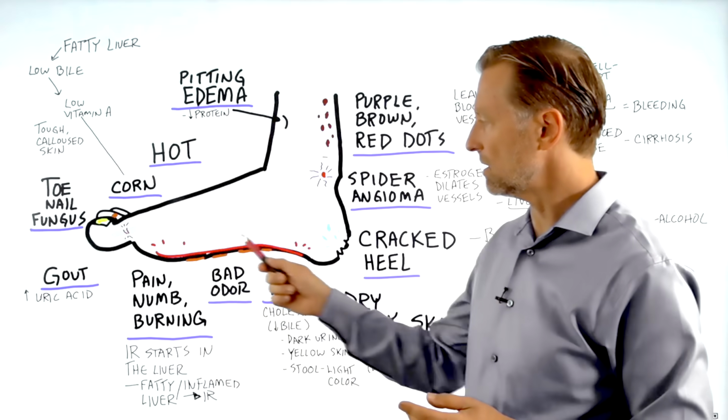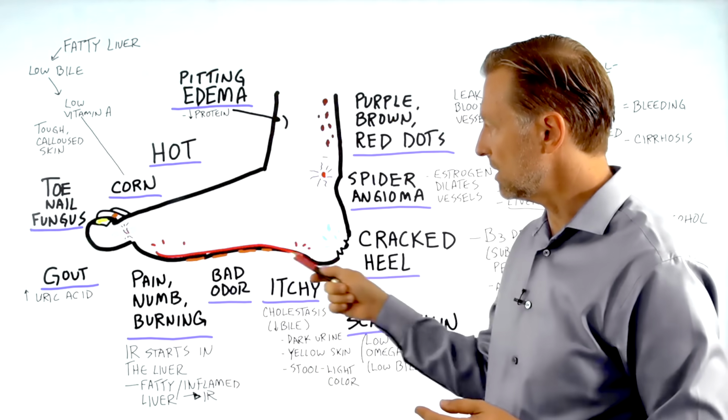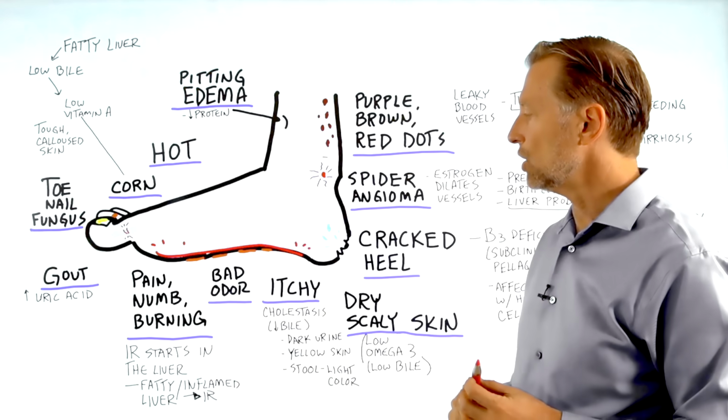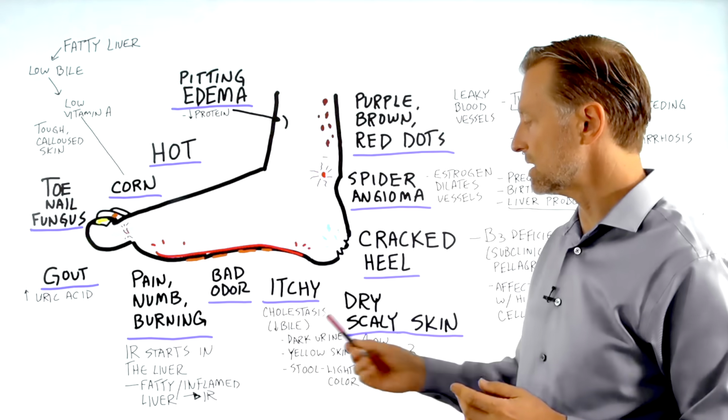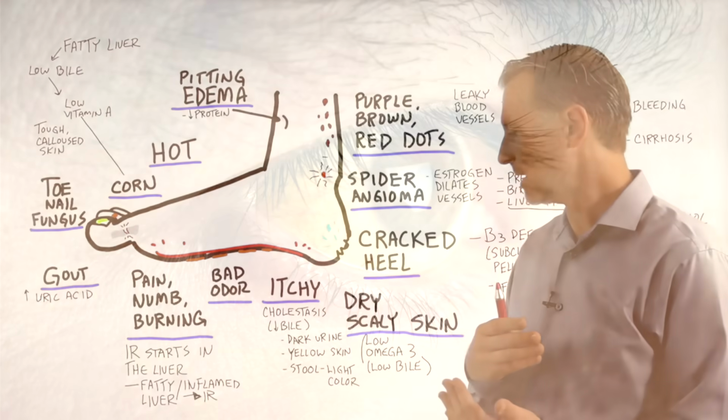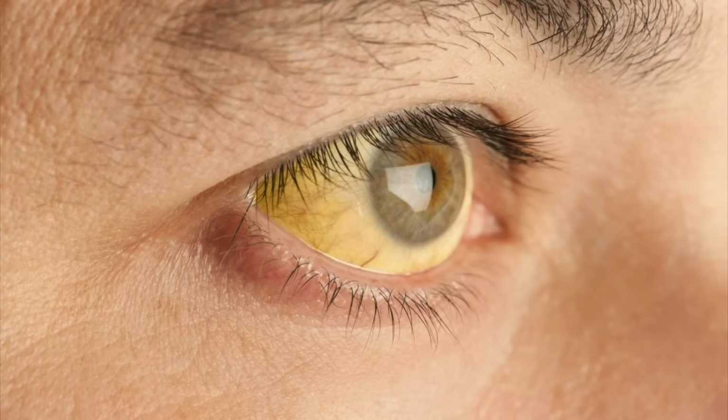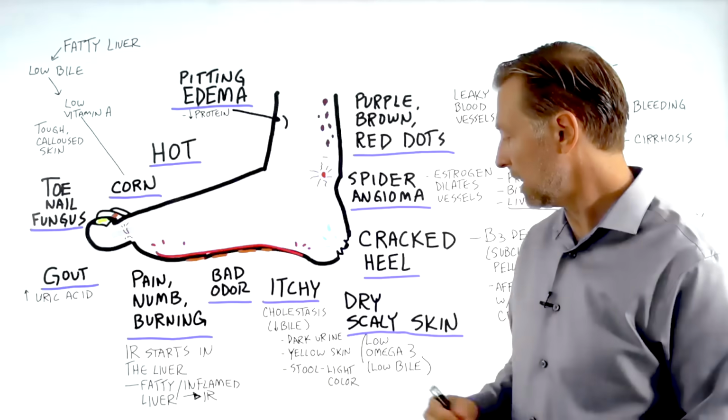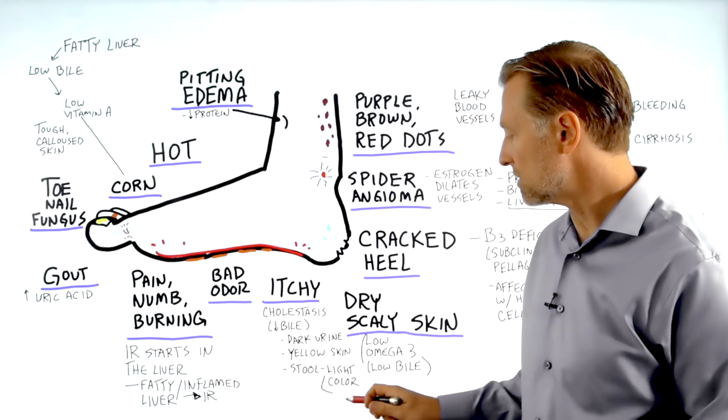And many times it's in the foot, the bottom part of the foot, maybe this area of the foot right through here. You probably will also see your urine is darker. Your skin might be a bit on the yellow side, especially the whites of the eyes, and your stool might be on the lighter side as far as the color.